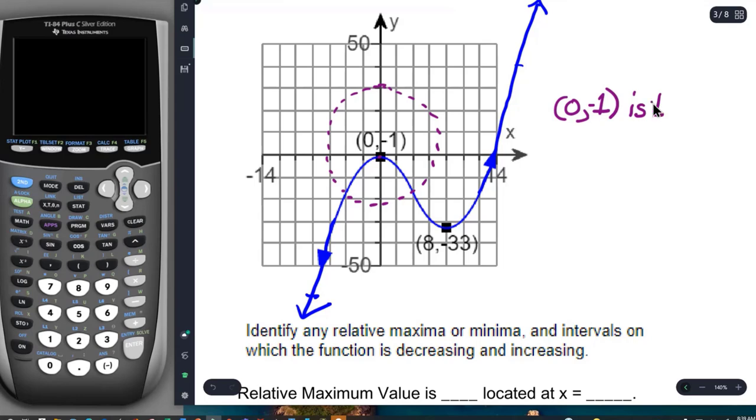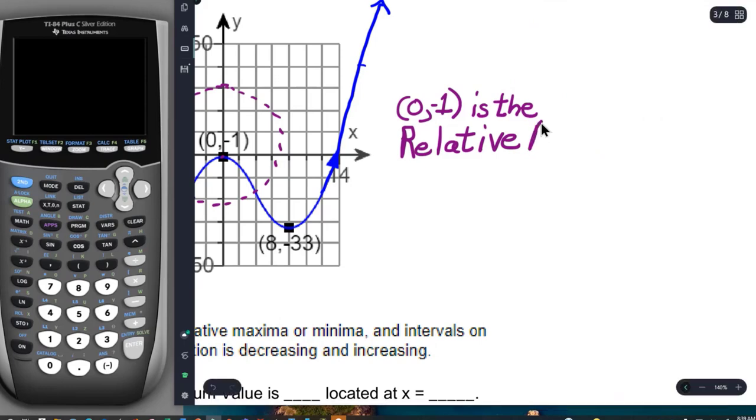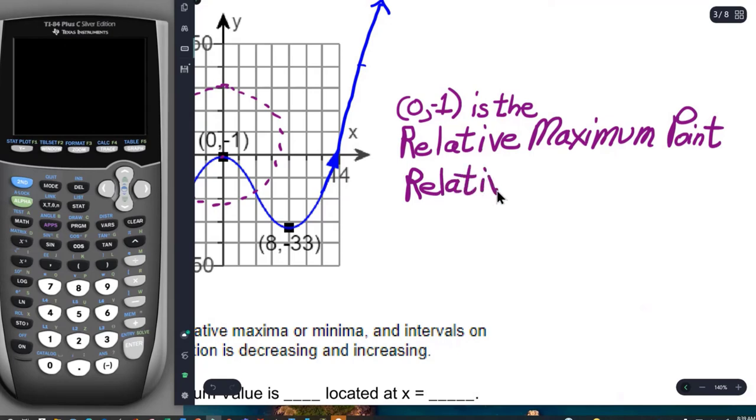is the relative maximum point. And the relative maximum value is -1.